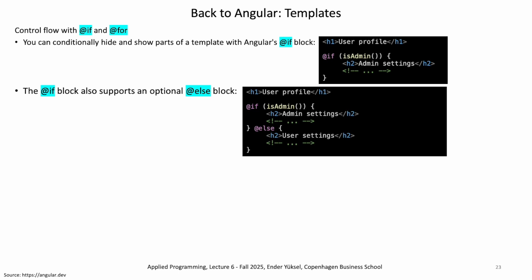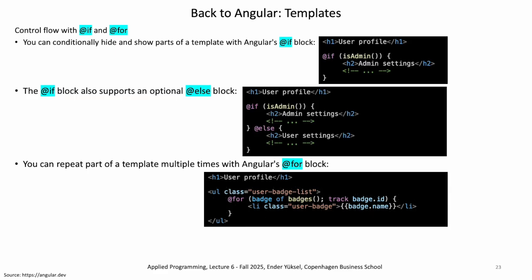So first, Angular evaluates isAdmin. If it's true, it shows admin settings and admin content. If it's false, it shows user settings, so regular user content. You can repeat part of a template multiple times with Angular's for block. We actually used for block in the previous lecture where we were iterating between student records in our very first Angular application.